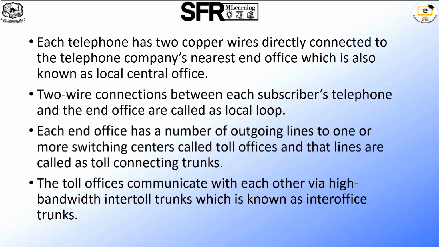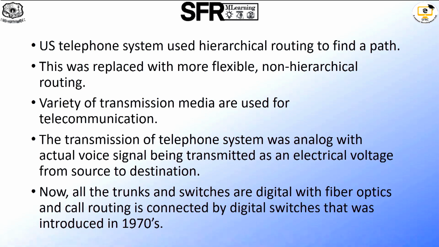The US telephone system used hierarchical routing to find a path, going to a higher level of the hierarchy until there was a switching office in common. This was replaced with more flexible non-hierarchical routing, and a variety of transmission media is used for telecommunication. In the past, telephone transmission was analog, with the actual voice signal being transmitted as an electrical voltage from source to destination. Now all trunks and switches are digital with fiber optics, and call routing is handled by digital switches that were introduced in the 1970s.